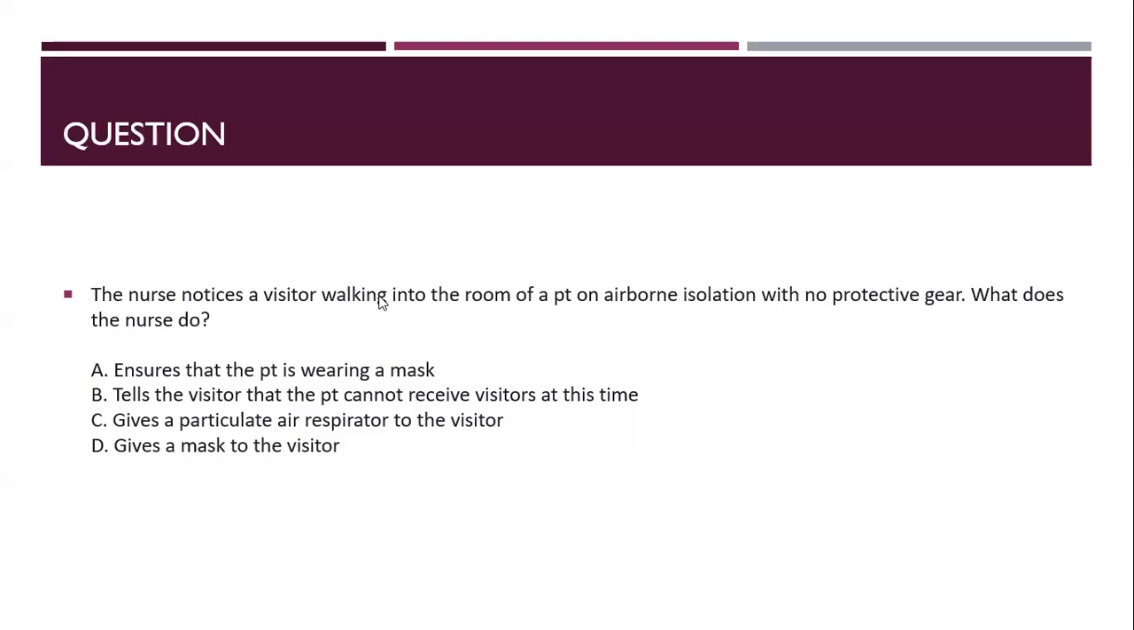The nurse noticed a visitor walking into the room of a patient on airborne isolation with no protective gear. What does the nurse do? A. Ensure that the patient is wearing a mask. B. Tell the visitor that the patient cannot receive visitors at this time. C. Give a particulate air respirator to the visitor. D. Give a mask to the visitor.